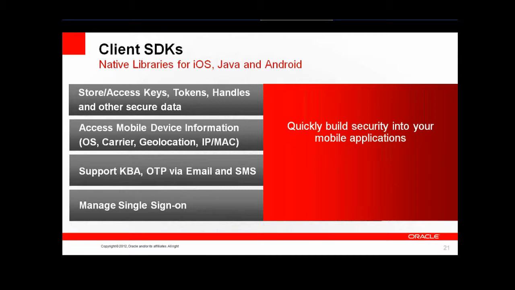So when you use the SDK, the SDK basically does all of this functionality, right? So it is storing the access token, meaning that once you access the resource that is protected by the mobile and social infrastructure, it stores the access token so that for your next request, you have the access token. So the mobile app can then use that token to make further requests. It will collect the mobile device information and send it across to the mobile and social server. If there's Adaptive Access Manager, you can use that information. It will support knowledge-based authentication, support OTP via email and SMS, and it will also manage single sign-on.